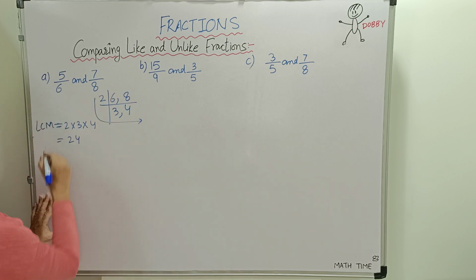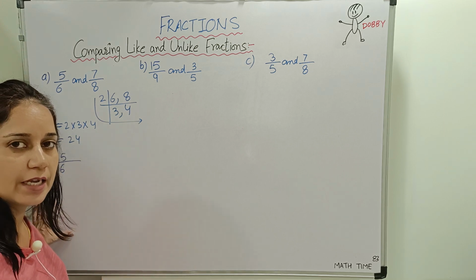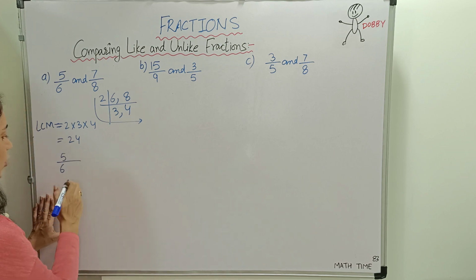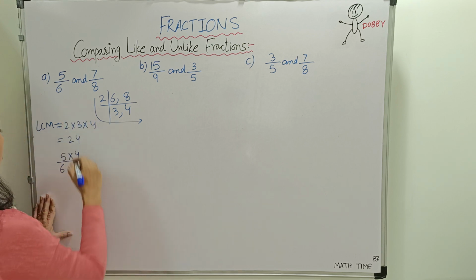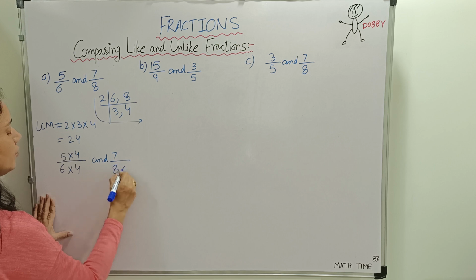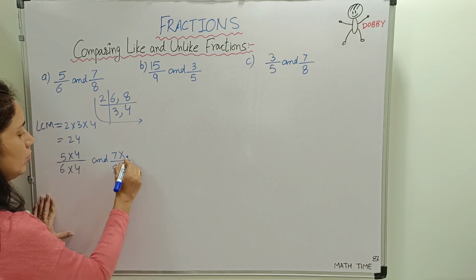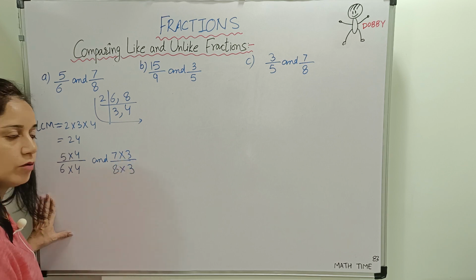Let us check out the first fraction, 5 upon 6. How can 5 upon 6 have denominator 24? Table of 6, 6 4s are 24. So multiply the fraction by 4, numerator and denominator both. And the second fraction is 7 upon 8. How can 8 turn into 24? 8 3s are 24. Numerator and denominator both.